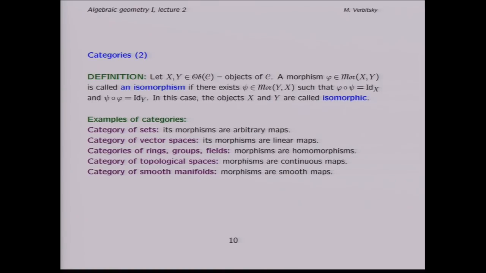And of course, for each of the categories, you have to define the corresponding morphisms. It will be homomorphisms for vector spaces, rings, groups, fields, just any maps for sets. For topological spaces, it will be continuous maps. Well, you can take other maps, but it's better to have continuous maps. And for smooth manifolds, just smooth maps. And of course, any other mathematical structure can give you a category. So everything could and should be stated in categorical language. This simplifies the matters a lot.